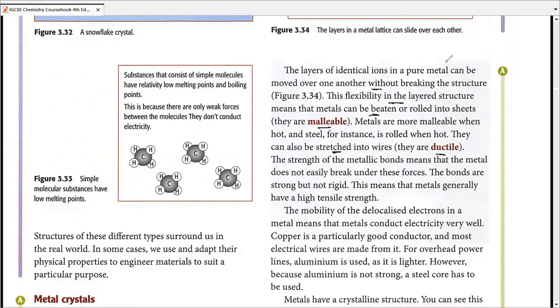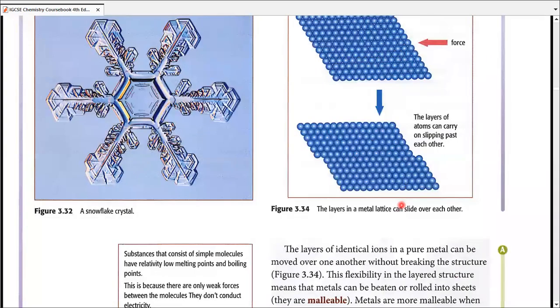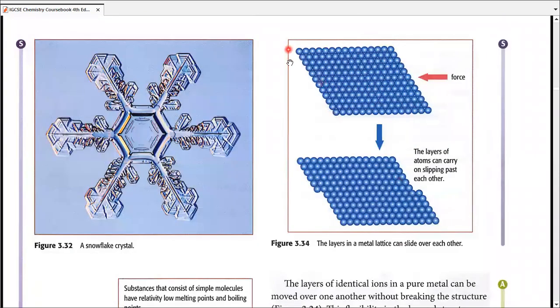The diagrams on the top of the page give us a very good idea. Whenever we apply force on a set of layers, the layers can simply slide over one another. Metallic bonds remain because the delocalized electrons outside the structure form new bonds and keep the whole packing in place. So metals do not break into smaller pieces, they simply change their shape. Make sense?